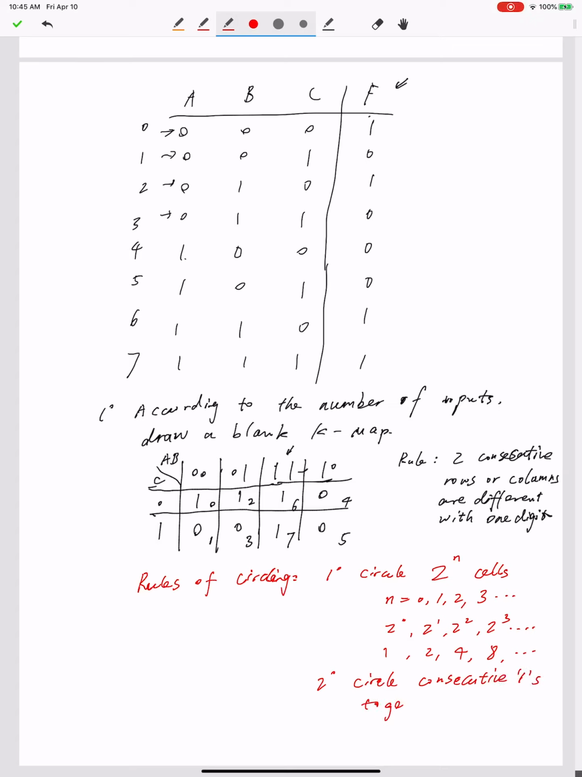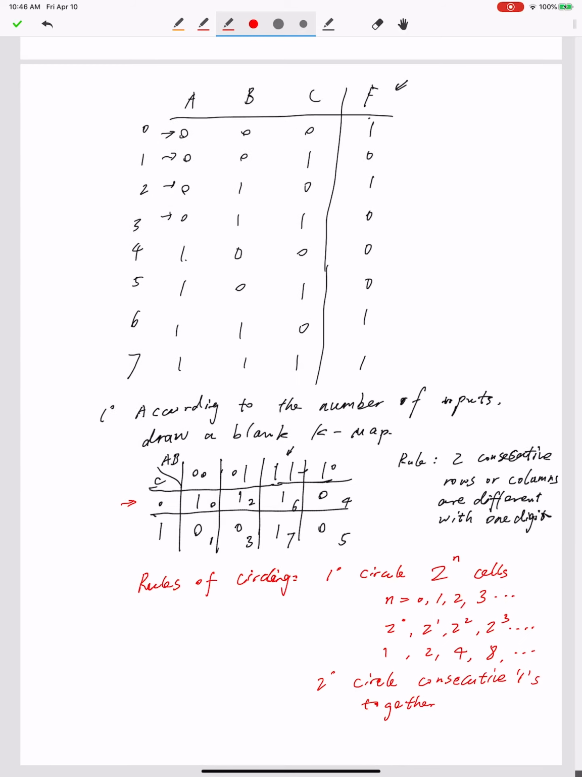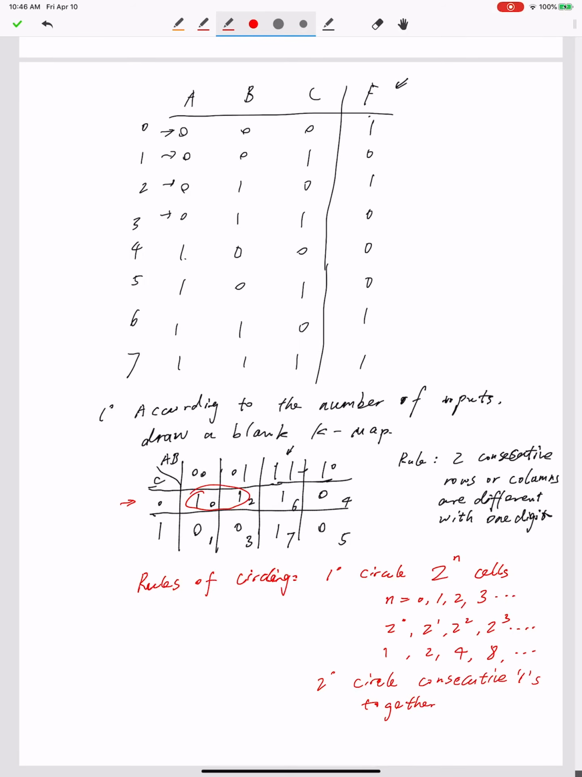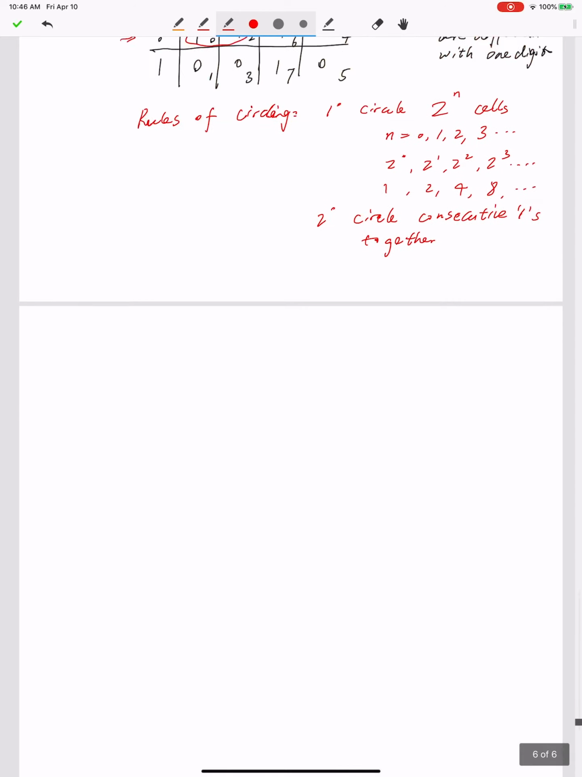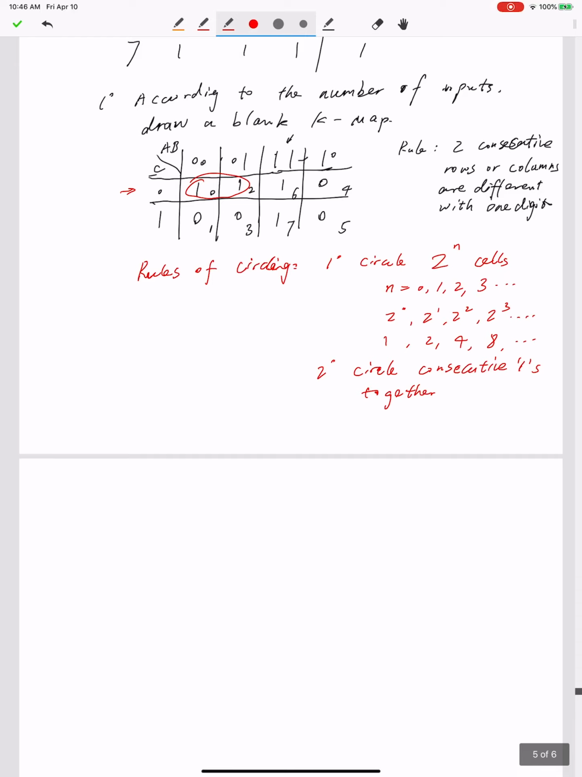So far we have introduced two rules. The first rule is we circle 2 to the power of n cells together. Second, we circle consecutive ones together. In this example, in the first row we have 3 consecutive ones, but 3 is not a possible number of circling. So we can only circle them in this way, we can only circle 2 ones together. That is based on these two rules.